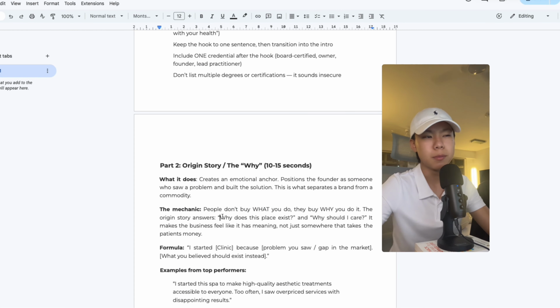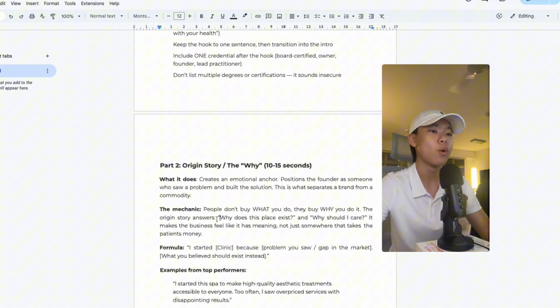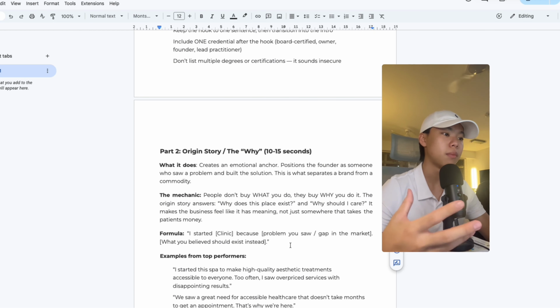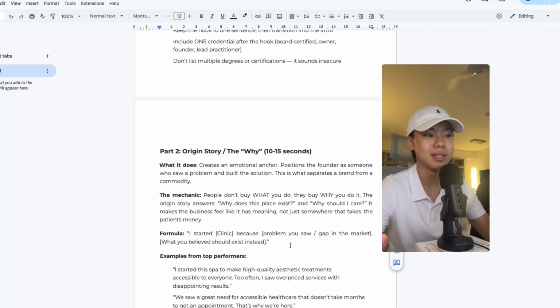So what we understand is that people don't buy what you do, they buy why you do it. The origin story answers, why does this place exist? Why should I care? It makes the business feel like it has meaning to it. It's not just somewhere that takes patients' money. Now, a formula that you can follow is: I started your clinic name because of the problem that you saw or the gap in the market, and what you believe should exist next.